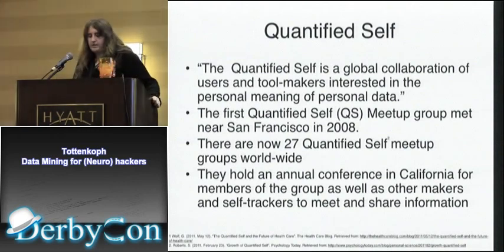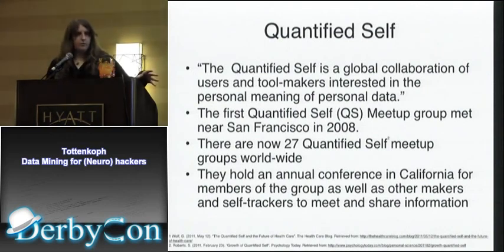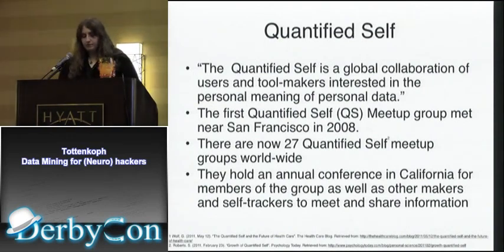The first quantified self meetup group was in San Francisco in 2008. There are now 27 quantified self meetup groups, and they have a conference in California every year where they all gather around and talk about new ways that they found to track their data, what they use the data for, et cetera, et cetera.